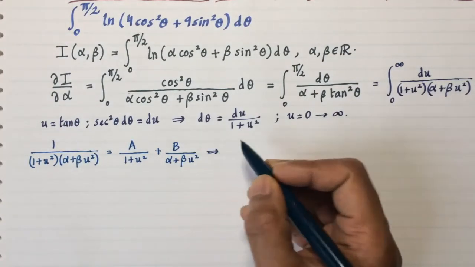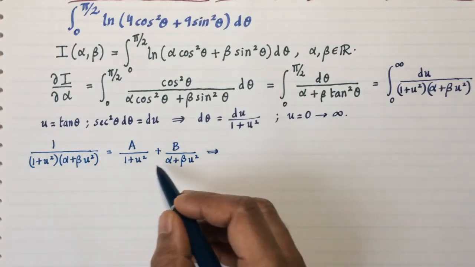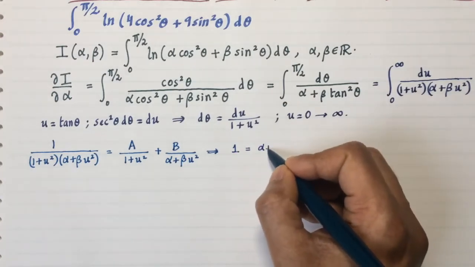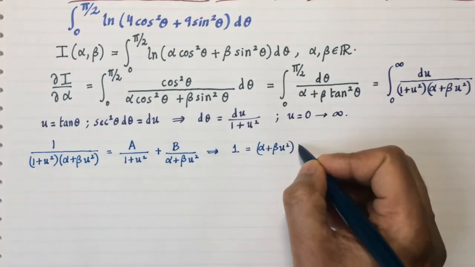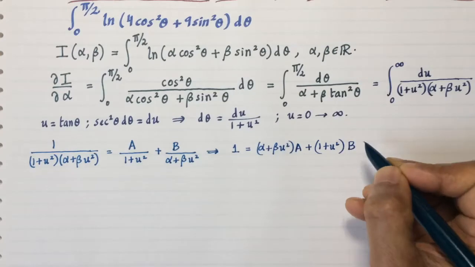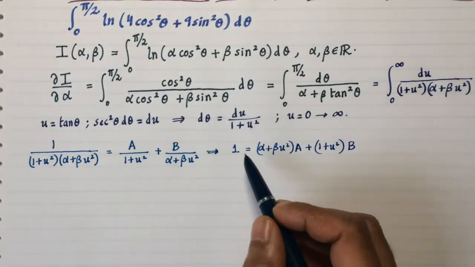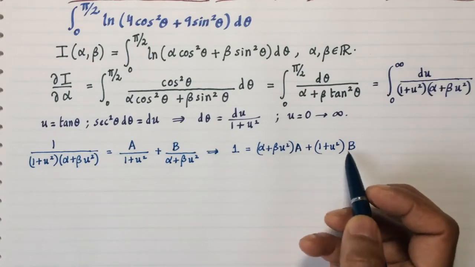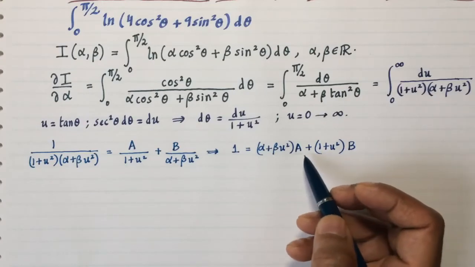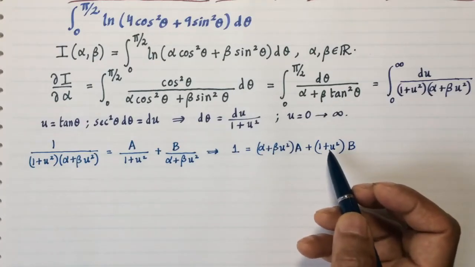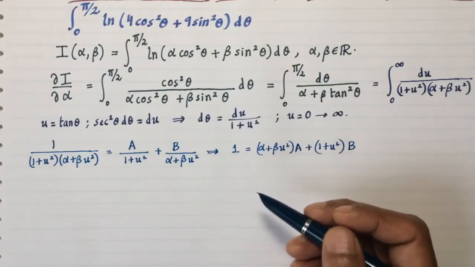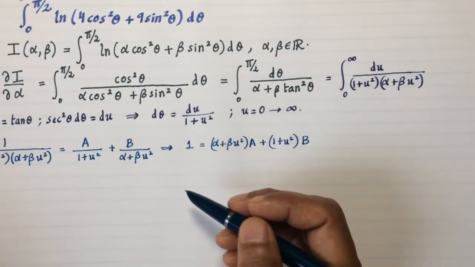Well, one way to do that is to take the common denominator for the right hand side. Then I end up with the equation 1 equals alpha plus beta u squared times a plus 1 plus u squared times b. Now this equation is interesting because the left hand side is just 1 and the right hand side has got a bunch of stuff involving u. So obviously all the coefficients of u squared and u to the power 4 must be 0, and the coefficients that are constants must equal 1. That in fact pegs down really what a and b should be.